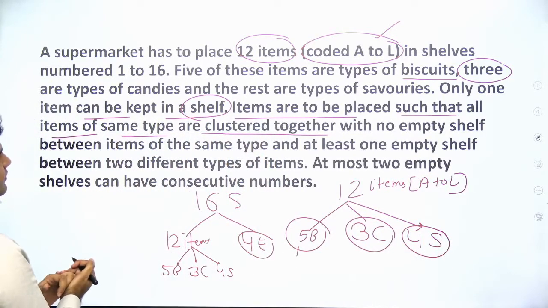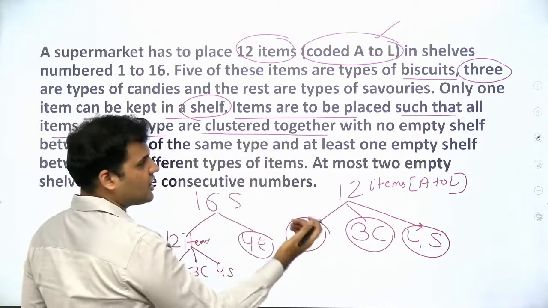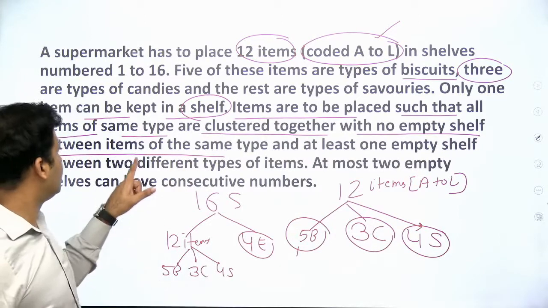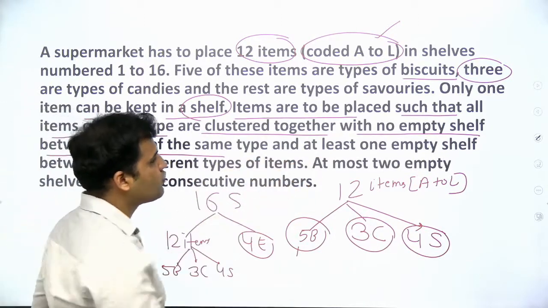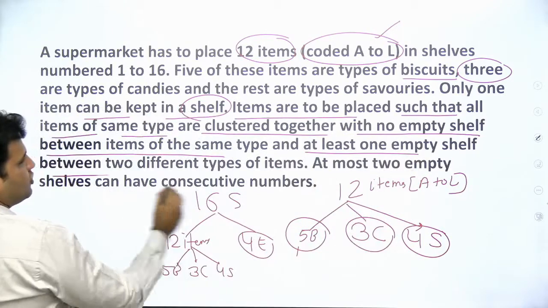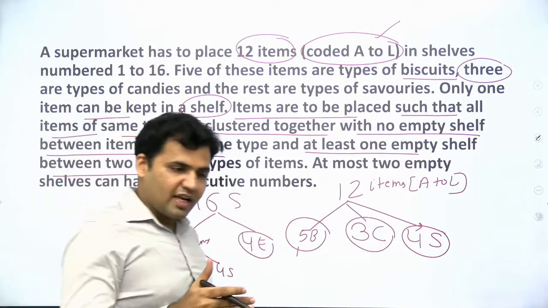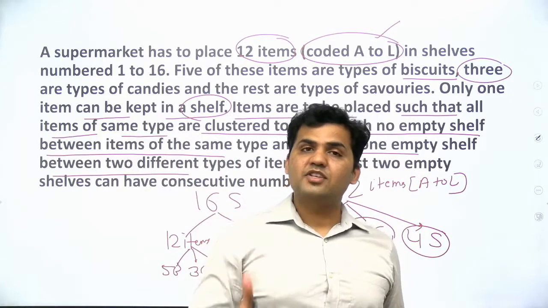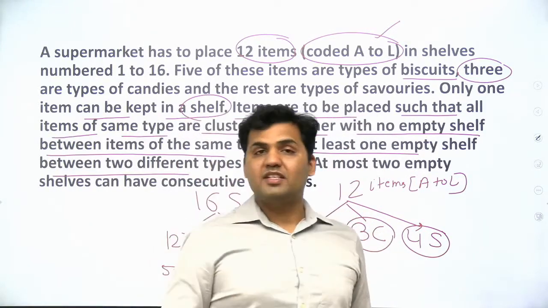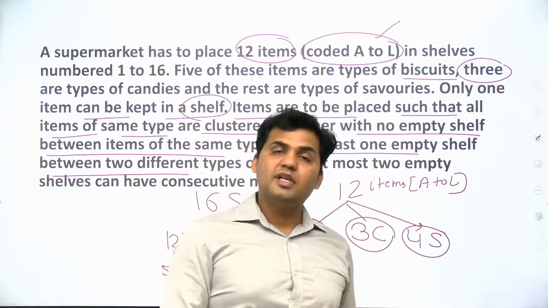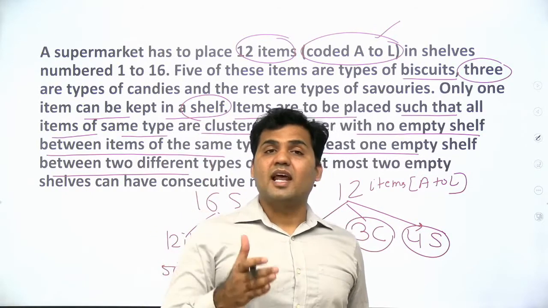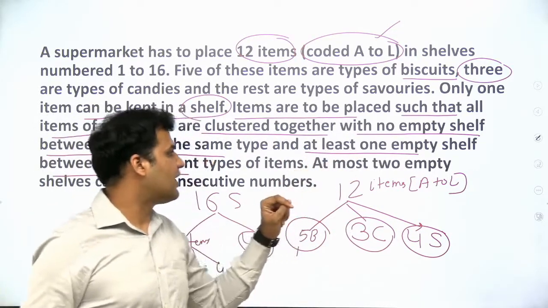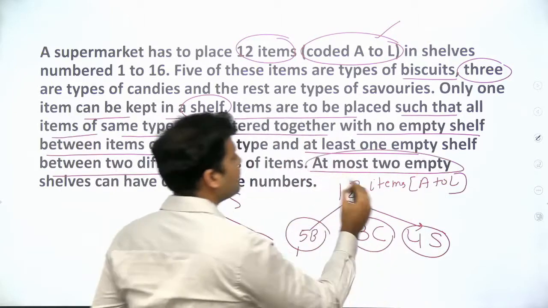Next, what do we have? The items which are clustered together do not have any empty shelf between the same type, and there is at least one empty shelf between two different types of items. That means when I start placing candies after biscuits, there has to be one empty shelf. Or if I start placing biscuits after placing candies on the shelf, there has to be one empty shelf minimum, at least. So at least one empty shelf, and at most it can have 2 empty shelves.